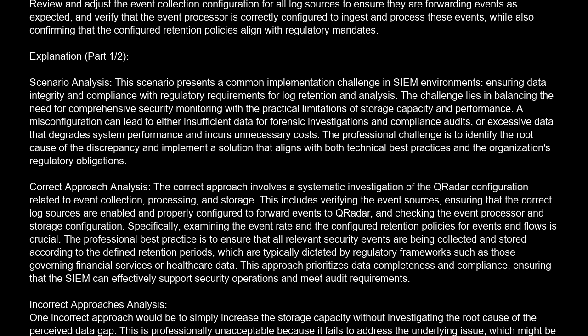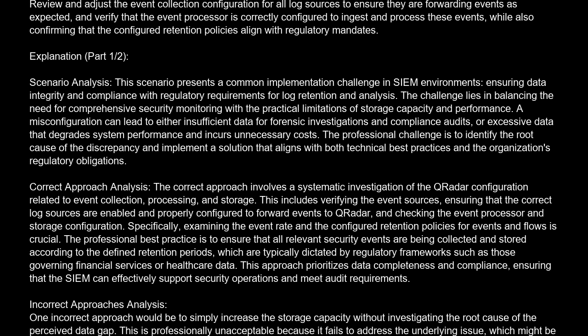Specifically, examining the event rate and the configured retention policies for events and flows is crucial. The professional best practice is to ensure that all relevant security events are being collected and stored according to the defined retention periods, which are typically dictated by regulatory frameworks, such as those governing financial services or healthcare data. This approach prioritizes data completeness and compliance, ensuring that the SIEM can effectively support security operations and meet audit requirements.